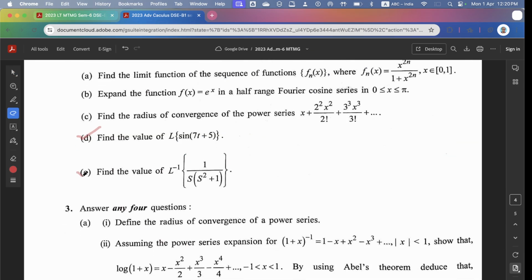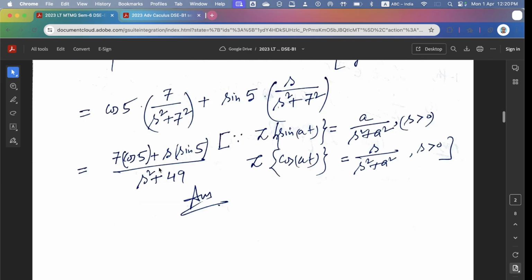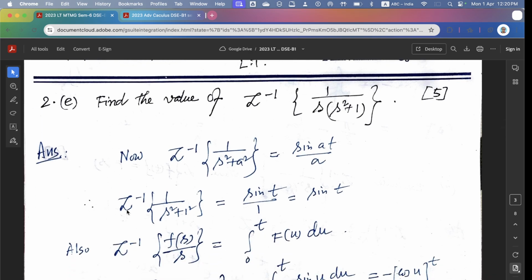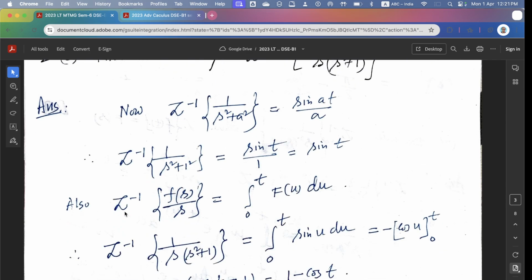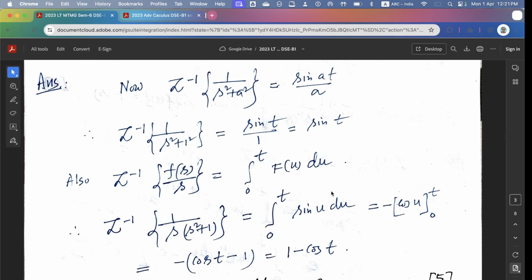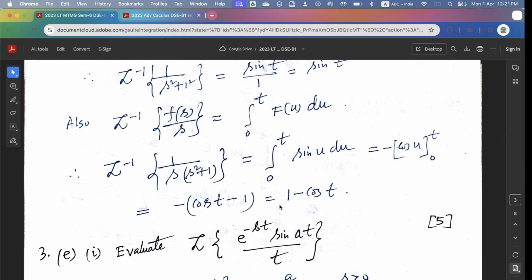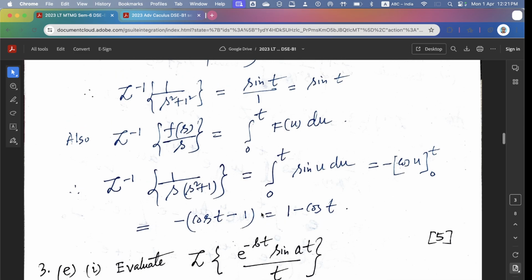Next question, question 2e. Find the value of L inverse of 1 by s into (s square plus 1). L inverse of 1 by s square plus a square equals sin at by a. So L inverse of 1 by s square plus 1 square equals sin t. Also L inverse of f(s) by s is equal to the integration from 0 to t of capital F(u) du. So this is equal to the integral from 0 to t of sin u du, that is minus cos u from 0 to t, which is minus cos t plus 1, that is 1 minus cos t. This is the answer.